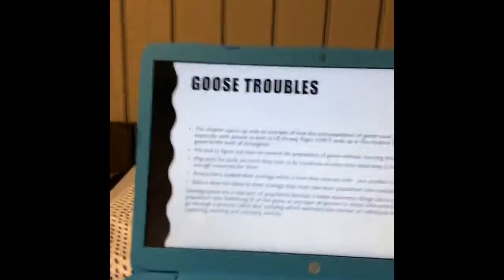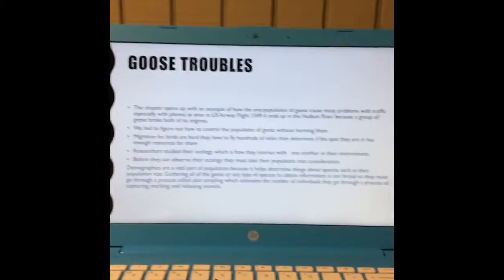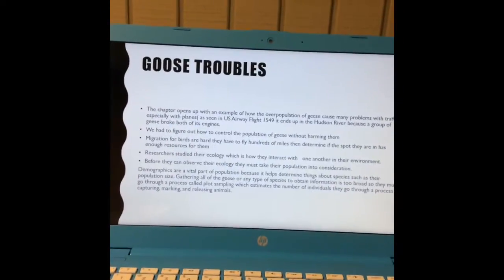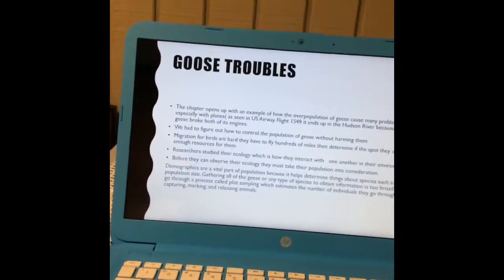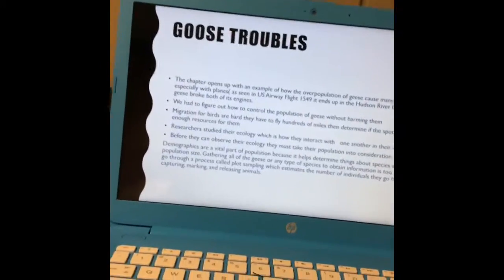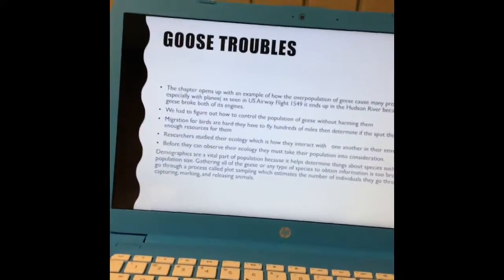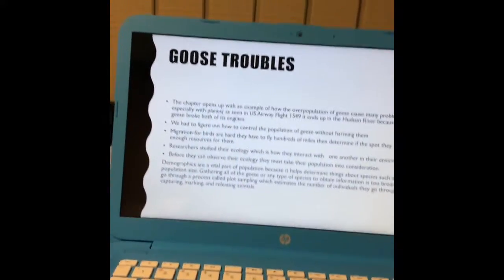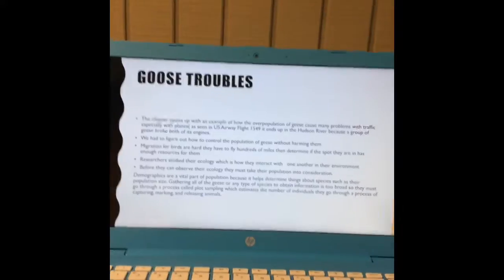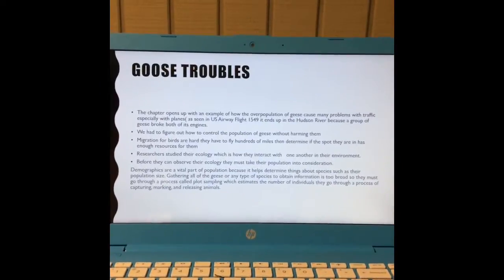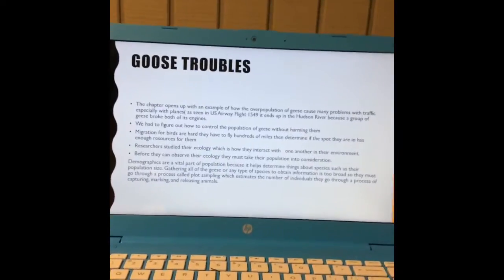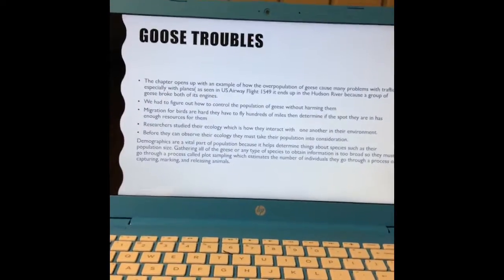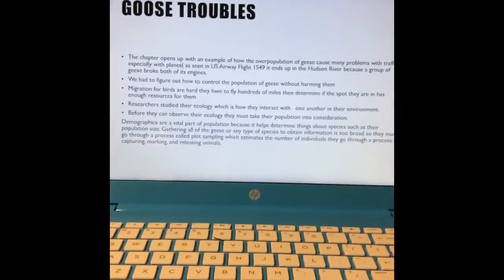So researchers study their ecology, which is how they interact with species that are like them, their own species, and different species. But before they can determine their ecology, they have to take population into consideration, which is where demographics come into place. Demographics basically help determine things about the species, such as the population size.